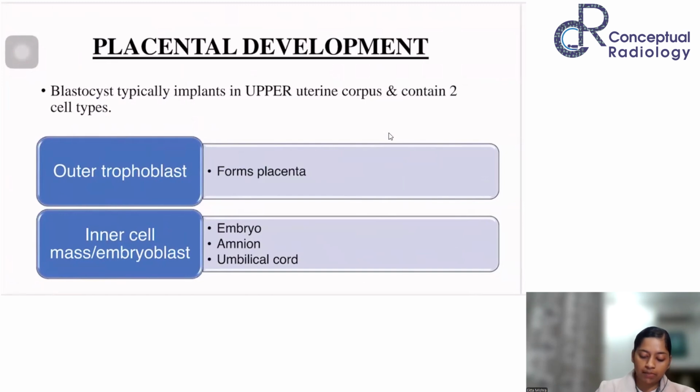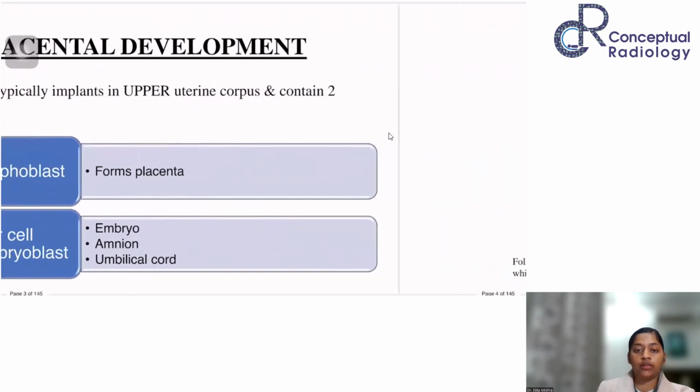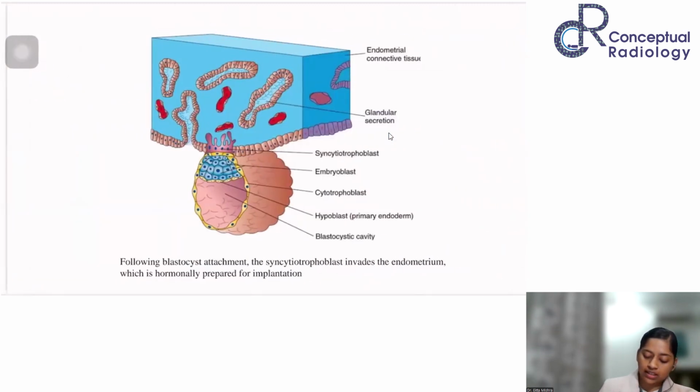So placental development starts when the blastocyst goes on to implant. So when the blastocyst implants in the upper uterine corpus, it contains two types of cells. One is the trophoblast, which is the outer one, and then we have the inner cell mass or embryoblast. The outer trophoblast will help in formation of placenta, and the inner cell mass will form embryo, the amnion, and the umbilical cord. Okay, so very briefly we'll discuss the embryology.